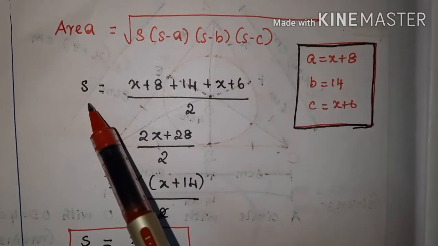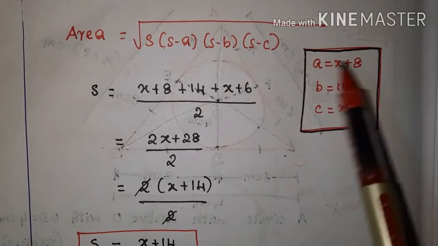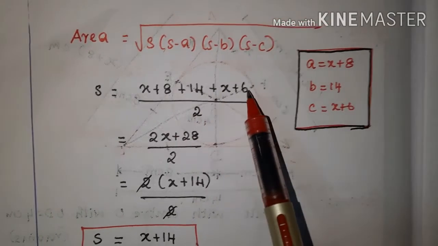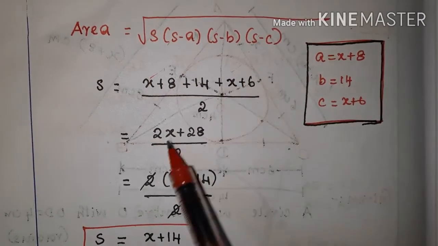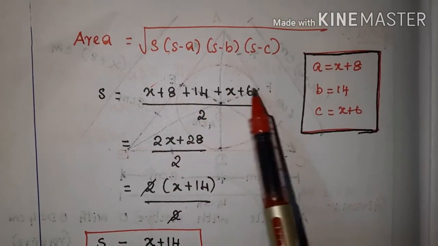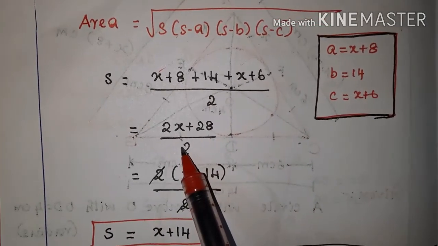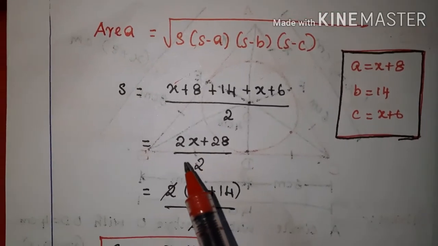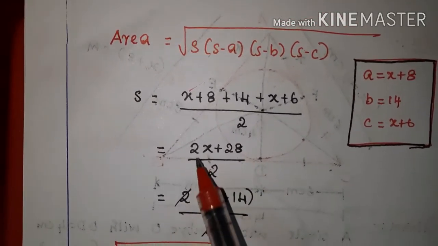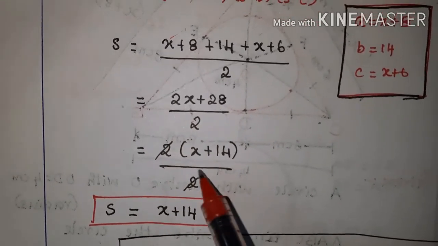So now to find the semi perimeter, S is equal to, what is A? x plus 8 plus 14 plus x plus 6 by 2. Now you add the like terms, x and x, 2x you get, plus 14 plus 6 is 20, 20 plus 8 is 28, by 2. Now can we cancel like this? No, it's the wrong method. So you have to take common out. Here both are multiples of 2, so we can take common out and then you can cancel out.